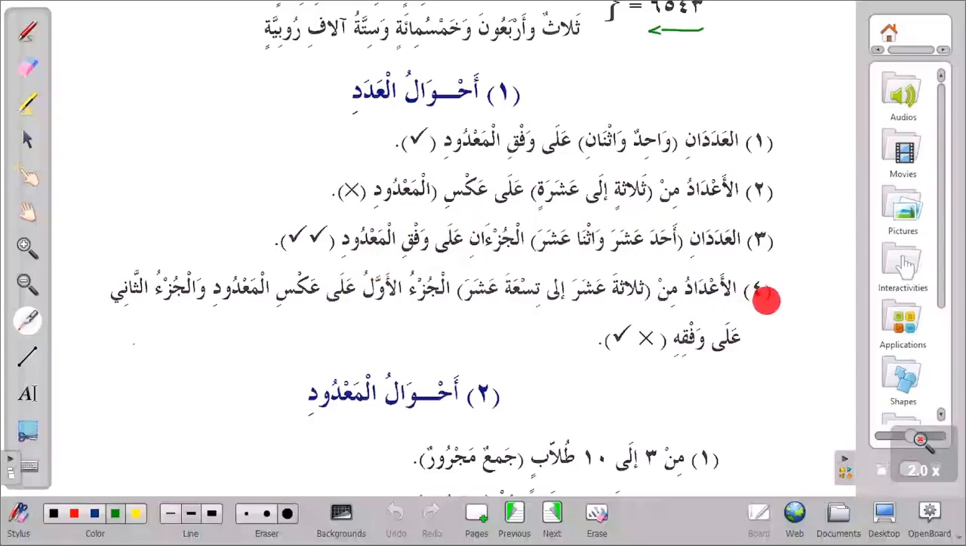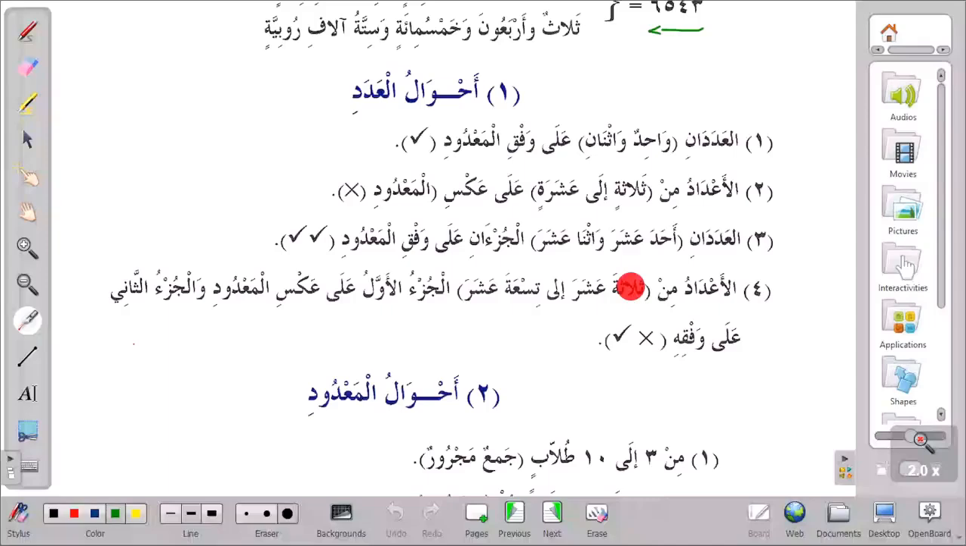Okay, then the next thing he's saying is al-a'dadu, the count or the number, min salasata ashara ila tis'ata ashara, from 13 to 19. Al-juz'ul awwal, the first part of the number, is in opposition, opposite in terms of gender, to the ma'dud, the thing we are counting.